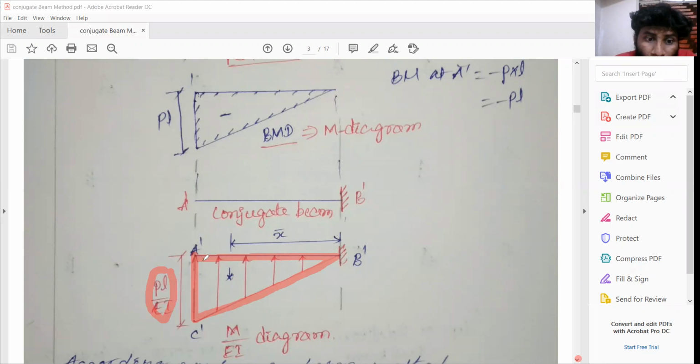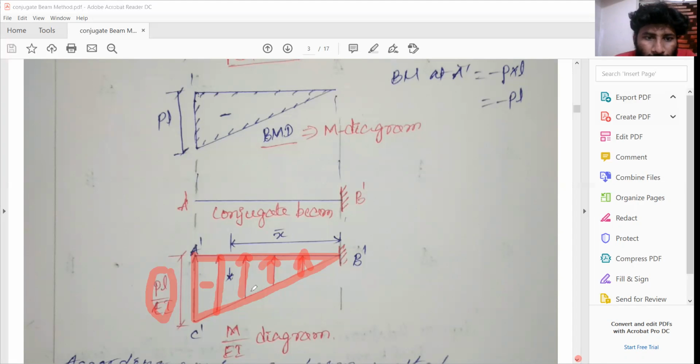So this is the loading on the conjugate beam. Now it's a negative bending moment diagram, that's why it's acting in the upward direction. So everywhere you can see that, right? So that's acting upward. So this is negative. Here I have shown somewhere. So this is called an M by EI diagram.